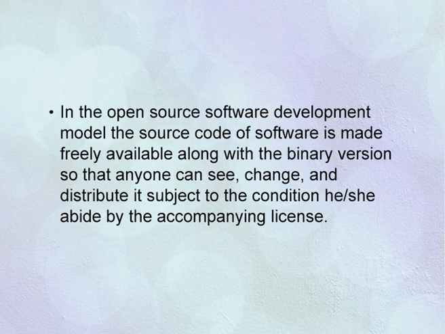It says that a particular software is open if the source code of that software is made freely available along with the binary version, so that anyone can see, change and distribute it, subject to the condition that he or she abides by the accompanying license. In most cases licenses are very open in nature. That means you can use this software, change it, distribute it, modify it, and redistribute it. All kinds of rights are associated with this kind of open source software.